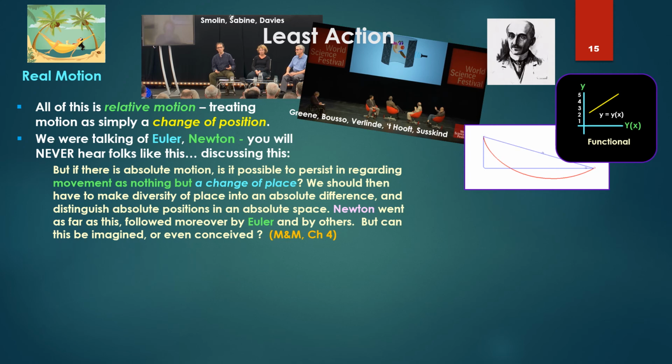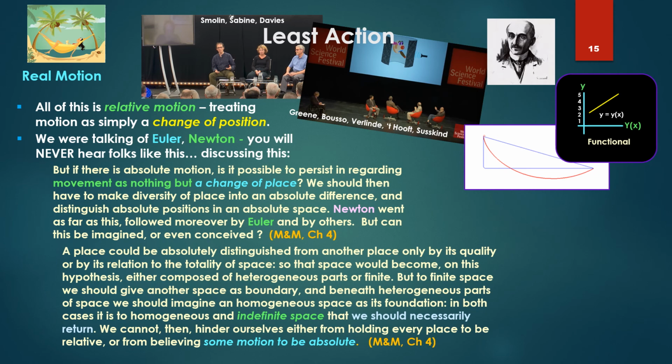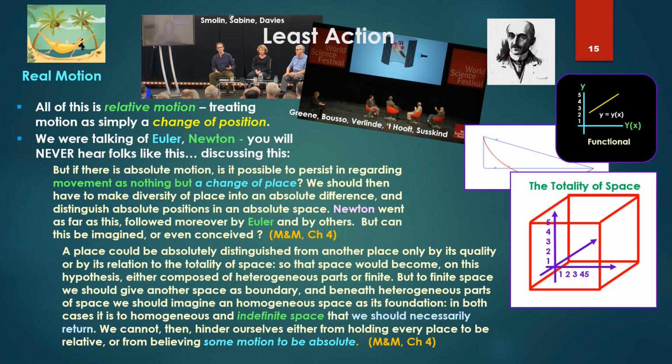We should then have to make diversity of place into an absolute difference and distinguish absolute positions in an absolute space. Newton went as far as this, followed moreover by Euler and others, the mathematicians. But can this be imagined or even conceived? A place could be absolutely distinguished from another place only by its quality or by its relation to the totality of space, so that space would become, on this hypothesis, either composed of heterogeneous parts or finite.